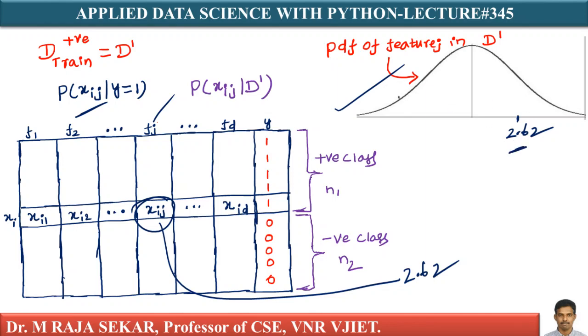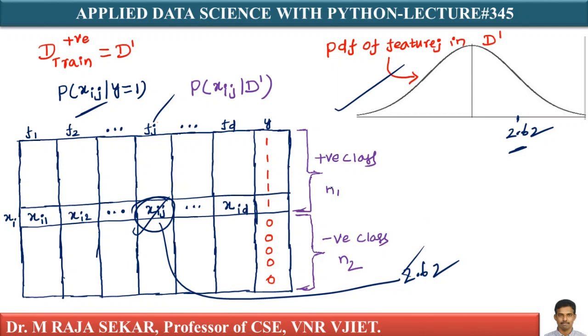This is my PDF. I can obviously draw my PDF given a bunch of values. The bunch of values I am collecting from D train, from positive. So I am taking only the positive class in my positive label data set. I am taking my feature values and plotting their distribution. Let Xij be 2.62.